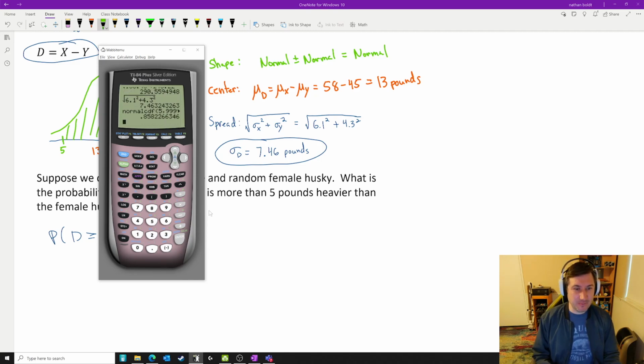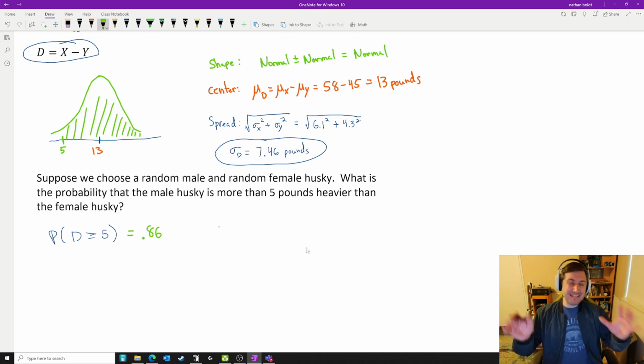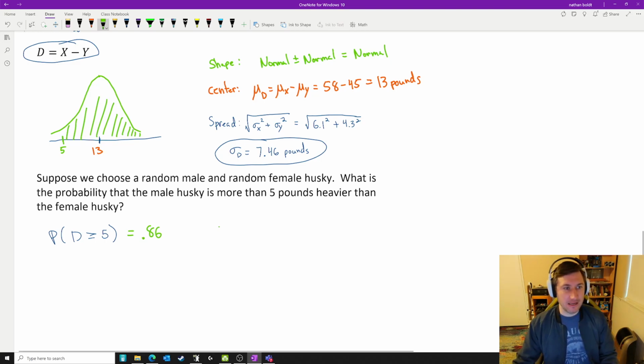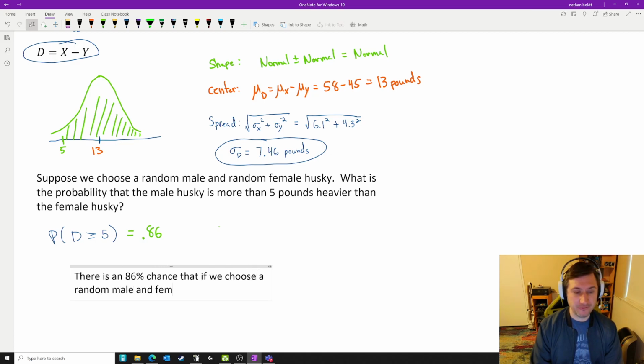0.86, I'd round that up, I suppose, so 0.86. So there is an 86% chance, if we have a random male husky and a random female husky, that the male will be more than 5 pounds heavier than the female.